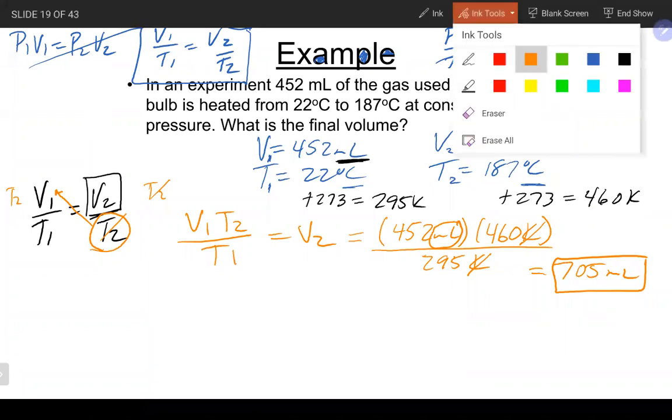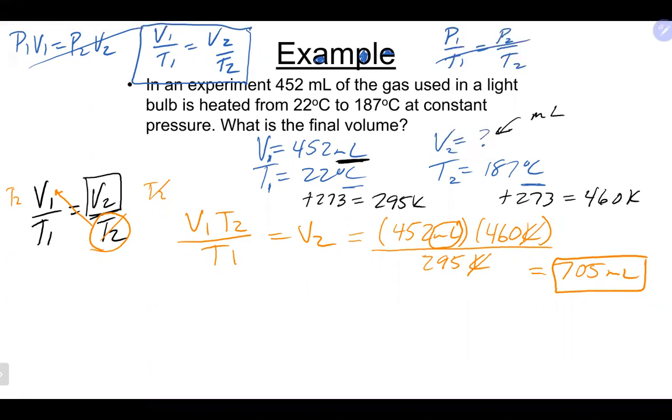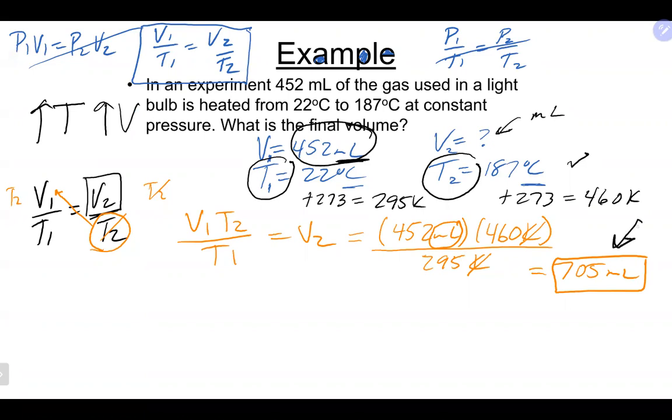Now, again, understanding some of the relationships can be helpful to make sure the answer makes sense. What we see here is the temperature was 22. The second temperature was 187. That means that the temperature went up. Because of Charles' Law's relationship, we would expect that the volume would go up. And it did. It started at 452 and ended at 705. So that fits the reasoning we would expect to happen here with a Charles' Law situation. Any questions on that there?